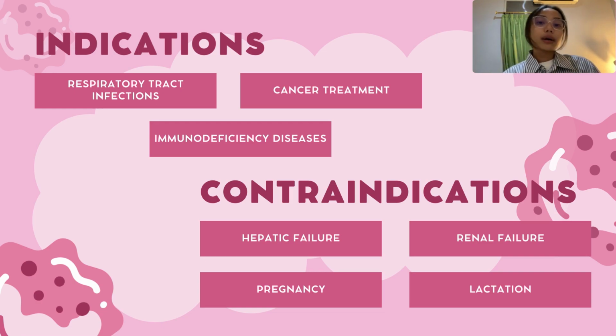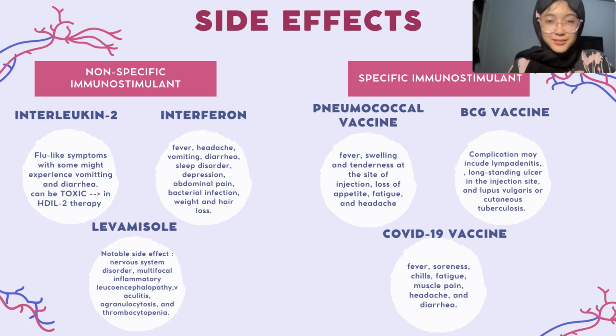Patients with hepatic or renal failure can be a contraindication to some immunostimulants, as both organs could alter the pharmacokinetics of the drug. Pregnancy and lactation are also contraindications of immunostimulants because of potential adverse effects to the neonate or fetus, such as fetal abnormalities, increased maternal and fetal infections, and suppressed immune responses in nursing babies. That's all from me. Thank you.